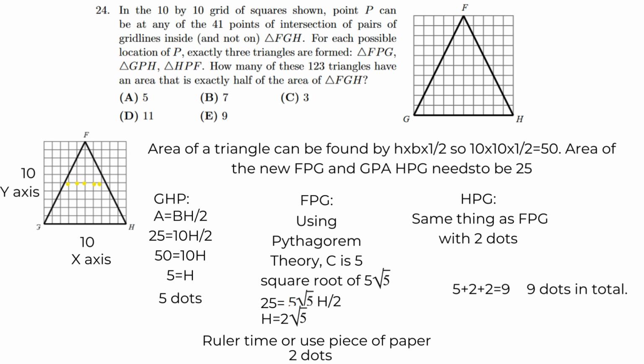So now that we know GHP is 5, FPG is 2, and the other is 2 again, 5 plus 2 plus 2 equals 9. So there are 9 dots that make that 25 area for the triangles GHP, FPG, and HPF. Ta-da! The answer is E.